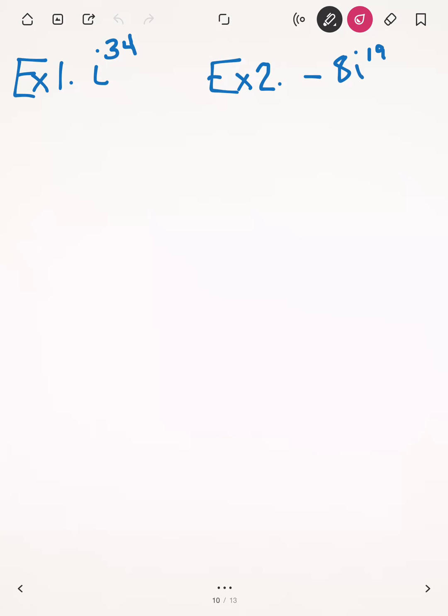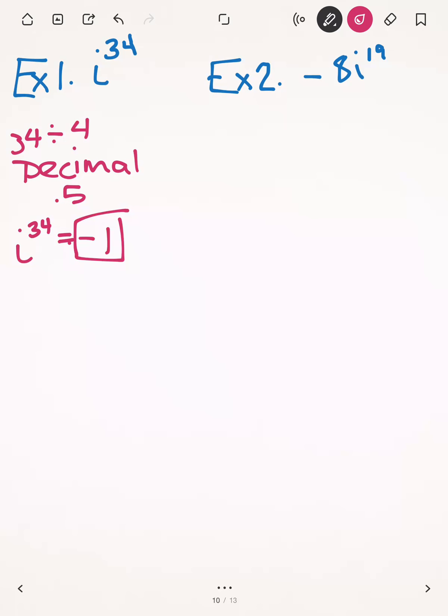So let's look at some examples. Example 1, I have i to the 34th power. I take my exponent, 34, and divide it by 4, because after every 4 the pattern repeats. When I divide it, I'm just looking for the decimal, so that's all I'm going to write down. 34 divided by 4, my decimal is 0.5. If it is 0.5, my answer is negative 1. So i to the 34th power equals negative 1.